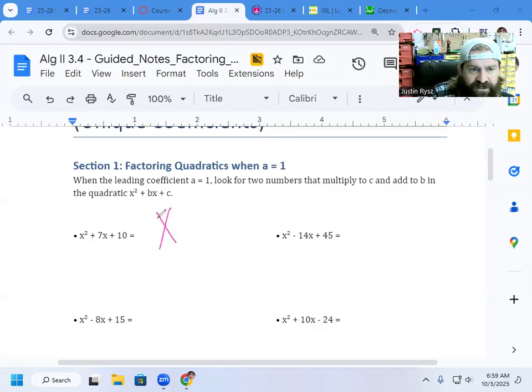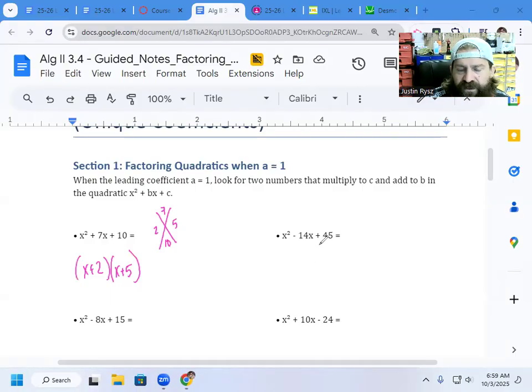Oh yeah, and sometimes you'll see me do this. Multiply to give us 10, add to get 7. That's going to be 2 and 5. And so we can say that it is x plus 2 times x plus 5. Remember here, we're multiplying these two things, so if you have x plus 5 times x plus 2, it's the same thing in the same order.